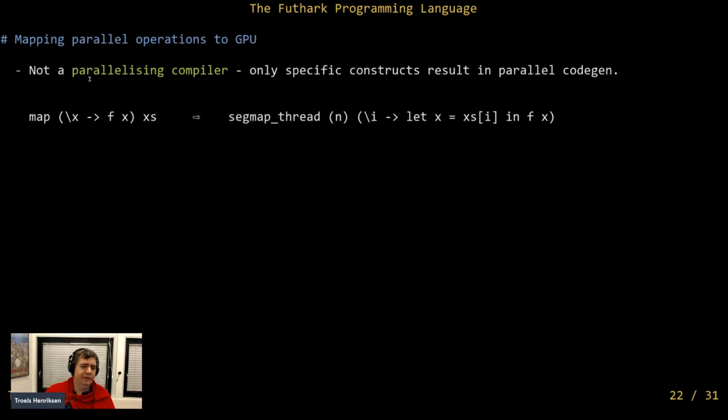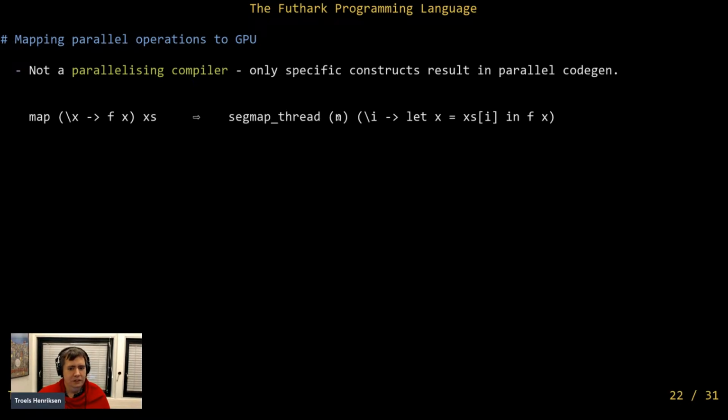For example, you have a map. That means apply a function to every element of an array. It is not difficult to imagine that a map can just be turned into a GPU kernel with one iteration per element of XS. And I want to introduce a little bit of notation here, just to make clear the difference between map as a high-level concept and the map that occurs when the compiler has decided, well, this map is going to turn into a kernel. I'm going to call that a segmap thread.